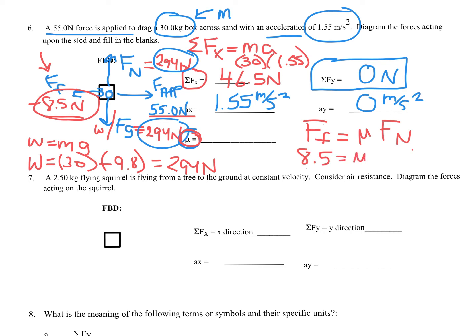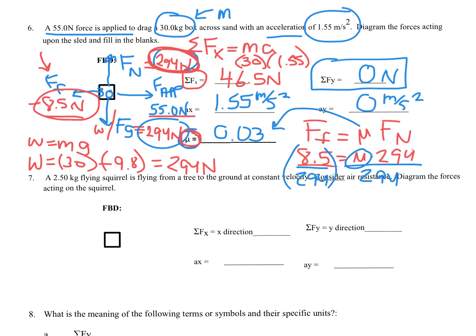Mu, I don't know, I'm solving for it, but my normal force up here is 294. Perfect. Let me divide, whoa, that wouldn't work. Why would I divide by 8.5? See, that's good. I'm paying attention, catching my mistakes. I'm going to divide both sides by 294 to get mu all by itself. And when I do that, 8.5 divided by 294, I end up getting about 0.03 for my answer. So solving for mu is right there.